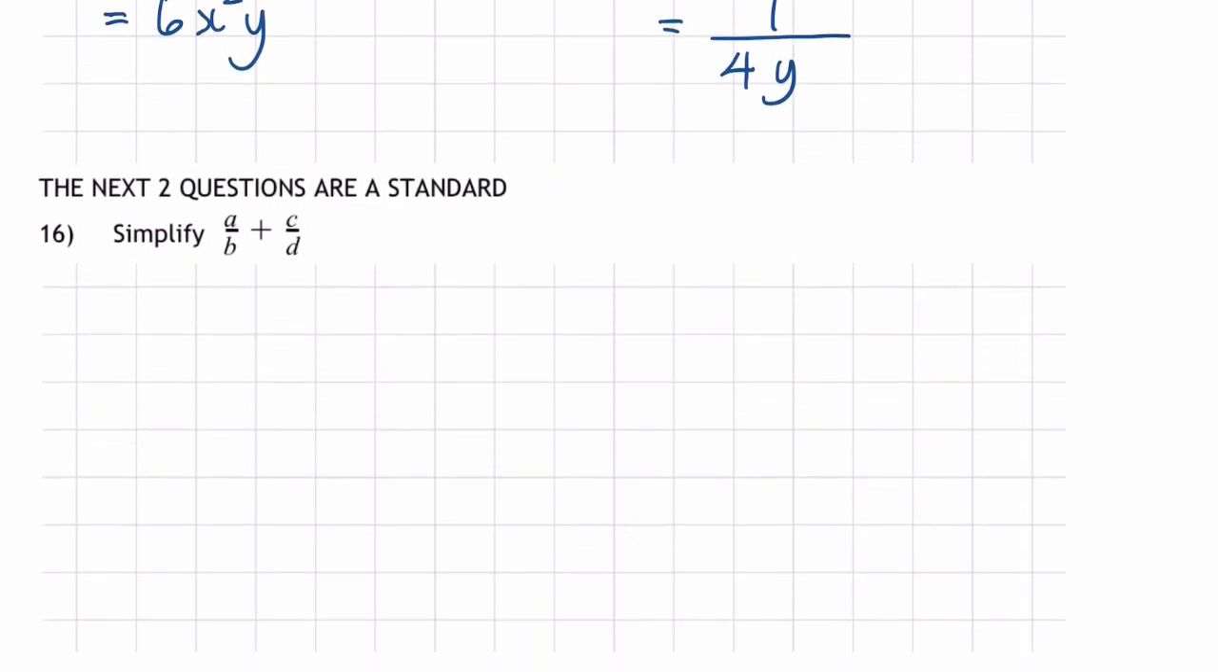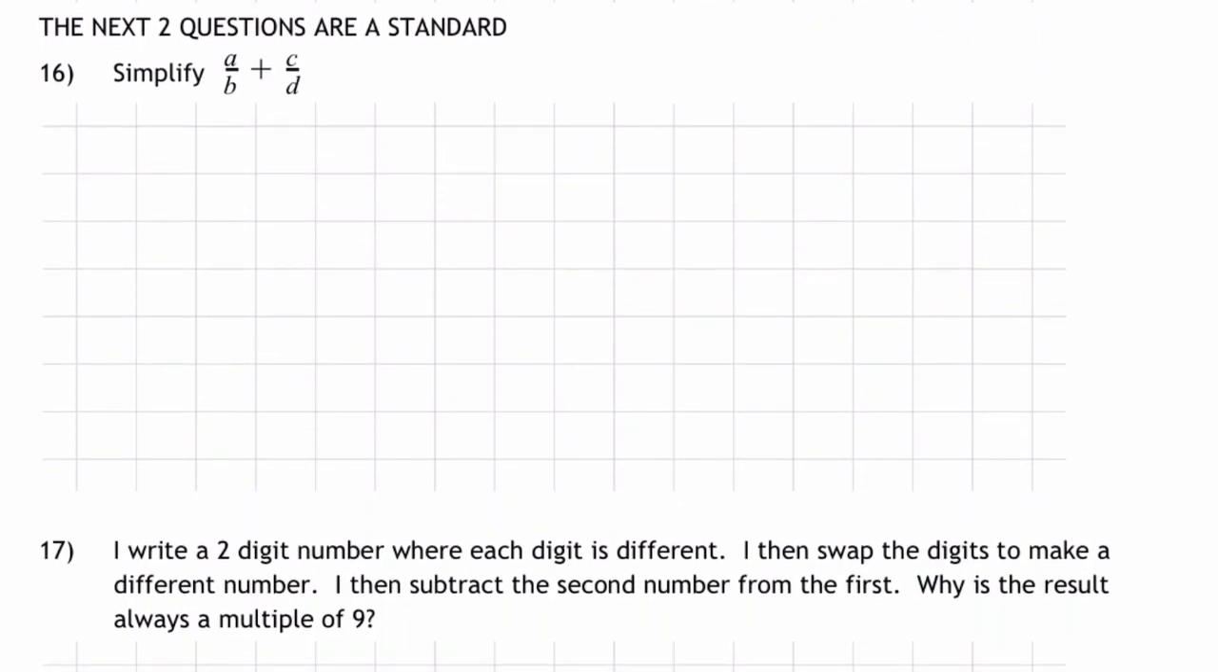Okay, on to the last two questions, and these are slightly harder. These are definitely A standard questions. We've got to simplify A over B plus C over D, so we're just simply adding two fractions. Now, if I had two fractions, let's say 1/5 plus, let's say 2/3, how would I add those fractions?